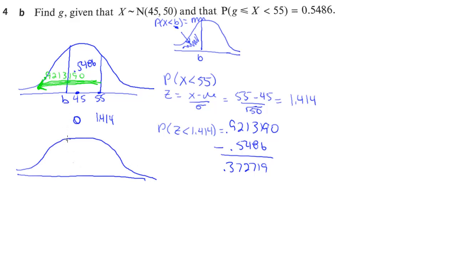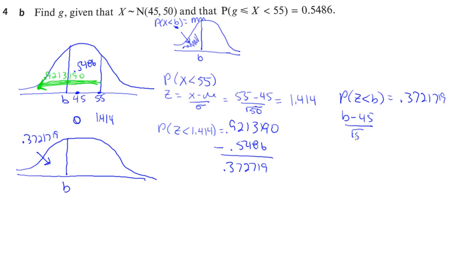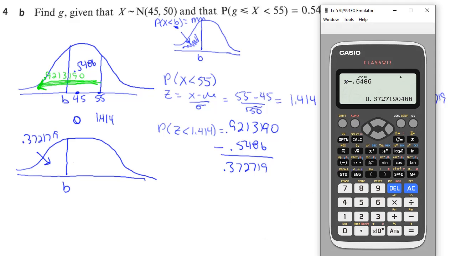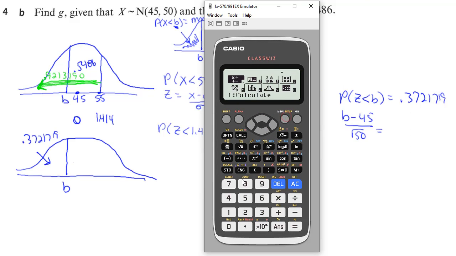I'm going to make a new graph here, but this is basically just getting rid of all the rest of it. Now I know that to the left of B is 0.372719. With that information, I can find out what B is. So I'm going to convert this to a z-score: B minus 45 divided by square root of 50. Then I'm going to go into my calculator and find the z-score that goes with the area to the left of this value.